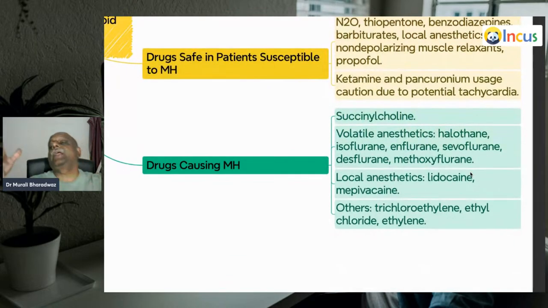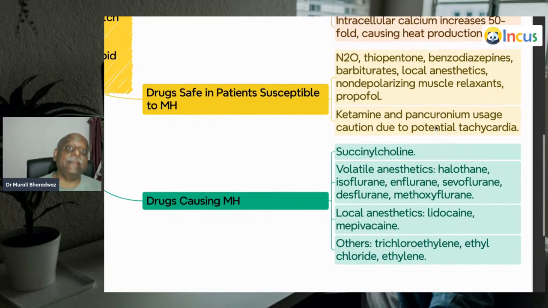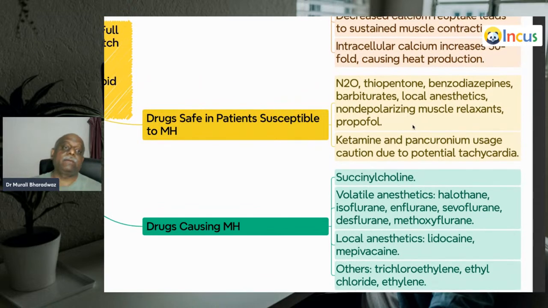But what drugs lead to malignant hyperthermia? So, succinylcholine, halothane, isoflurane, enflurane, sevoflurane, desflurane, all the furanes. Oh my God. Then lidocaine, bupivacaine, trichloroethylene, ethyl chloride, ethylene. Oh, so many things. Succinylcholine leads to malignant hyperthermia. Non-depolarizing muscle relaxants are safe in malignant hyperthermia.